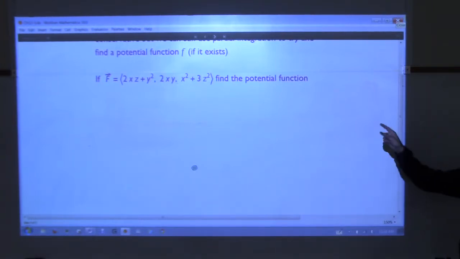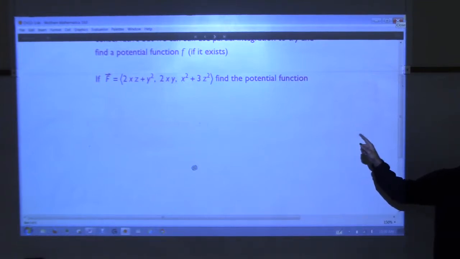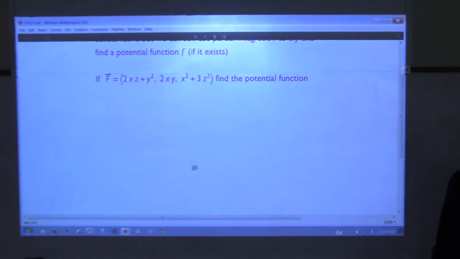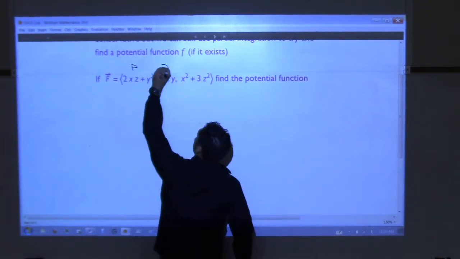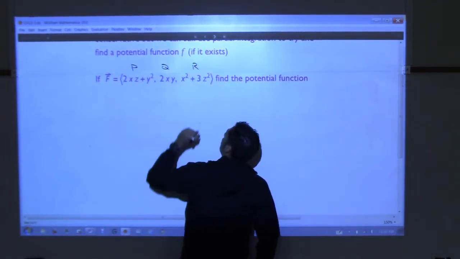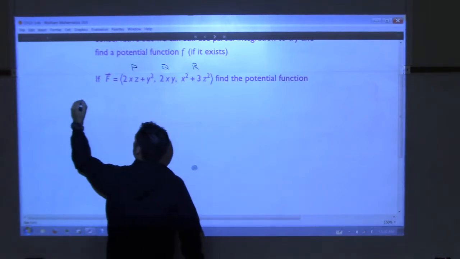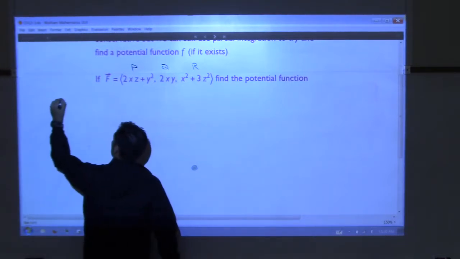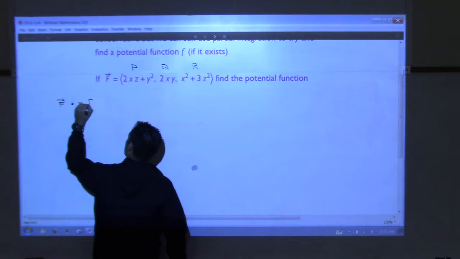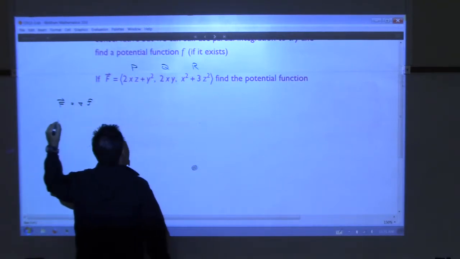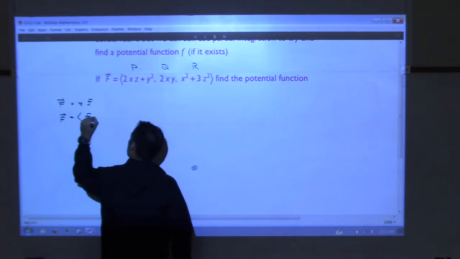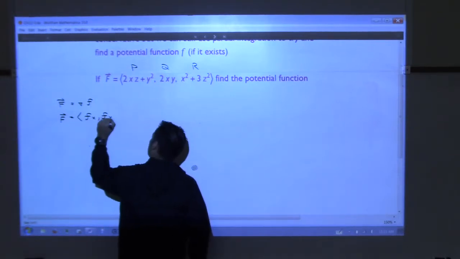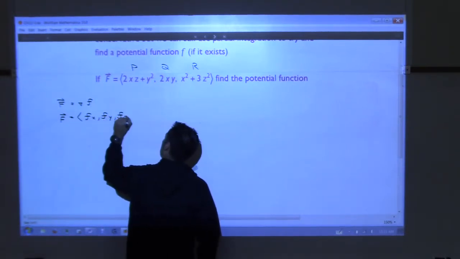So I'm telling you this is conservative, all right? So there is a little f. I'm going to label these. This is going to be P, this is Q, and this is R. We know that this vector field should be equal to the gradient of f, which means that the vector field should be equal to partial of little f with respect to x, partial of little f with respect to y, partial of little f with respect to z.